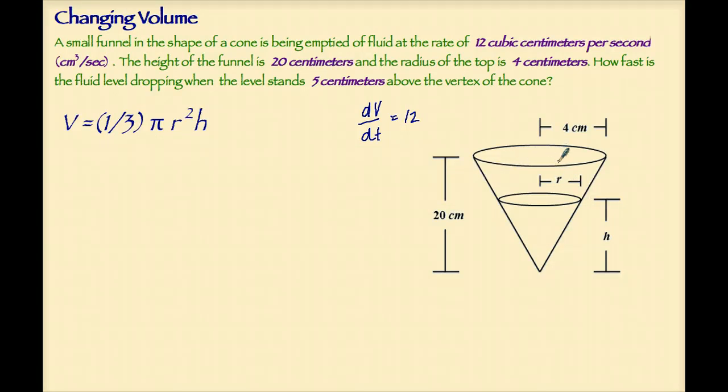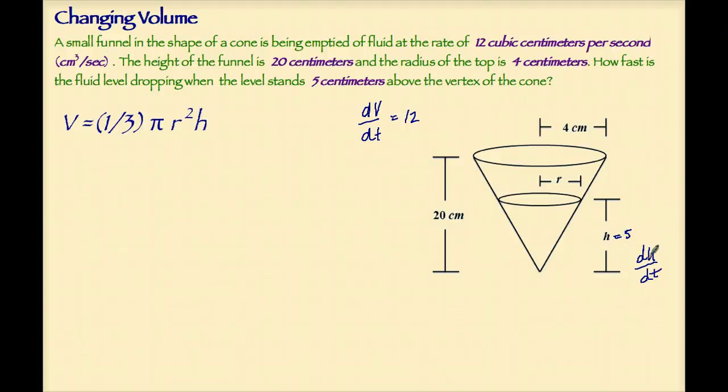So as this fluid is draining out of the cone, at the moment that the height was 5, we take a picture and we're going to model the scenario when h is 5. The question is, how fast is the fluid level dropping? And that is a change in height. We're being asked for dh dt. The rate at which the height is changing at the moment h is 5.